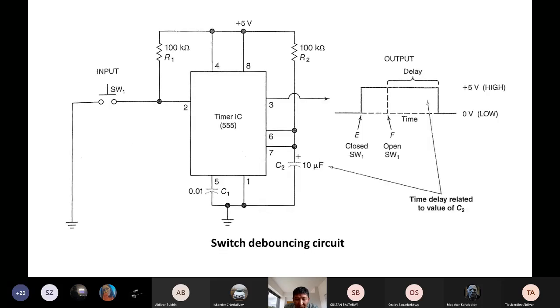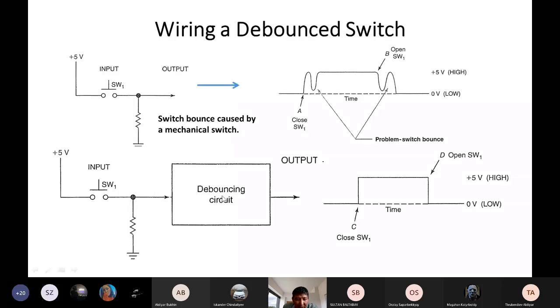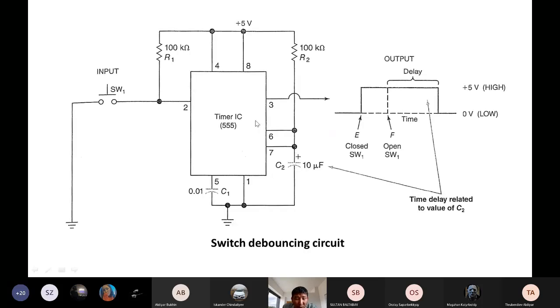So let's consider. Here you can see the same integrated circuit. To assemble this debouncing switch, you will use the same integrated circuit that's called timer 555. But of course, the wiring will be different from the free running clocks, but we will use the same integrated circuit. So here you can see the scheme. How can we wire and assemble this switch debouncing circuit?